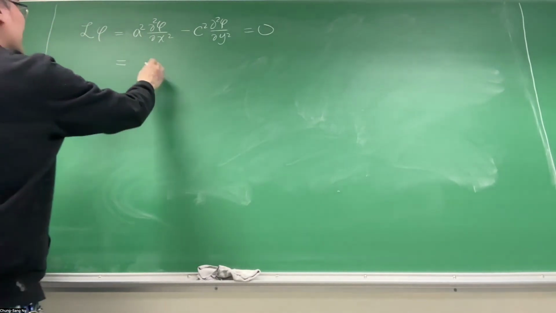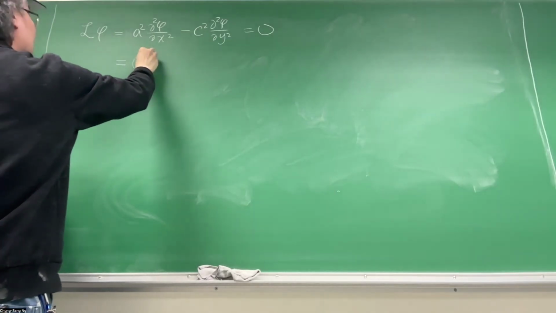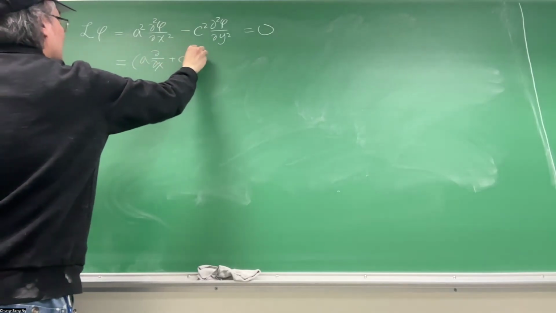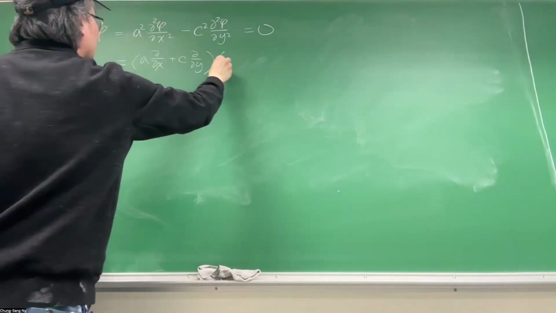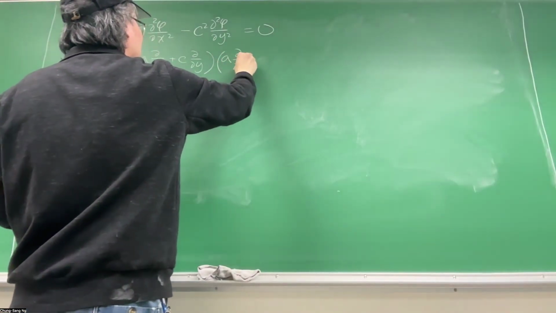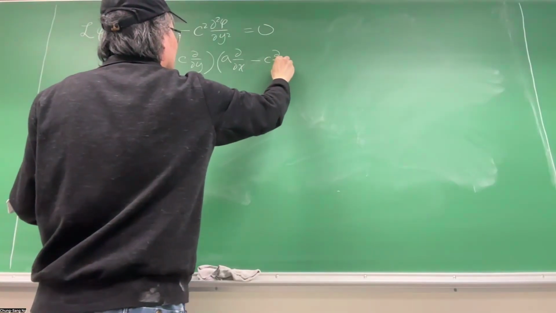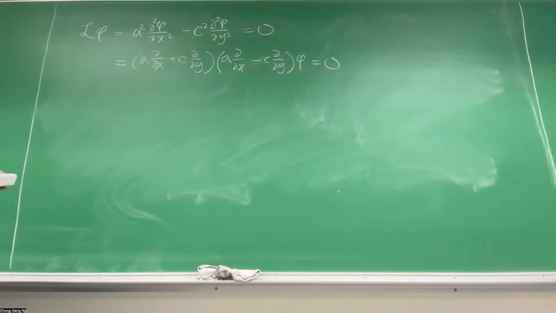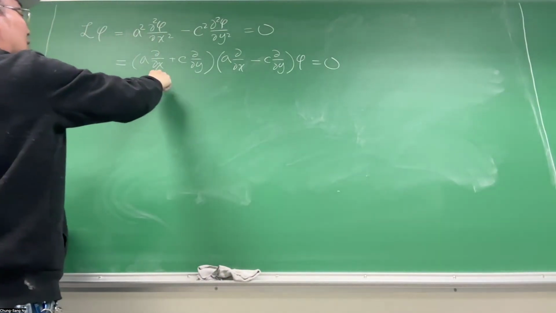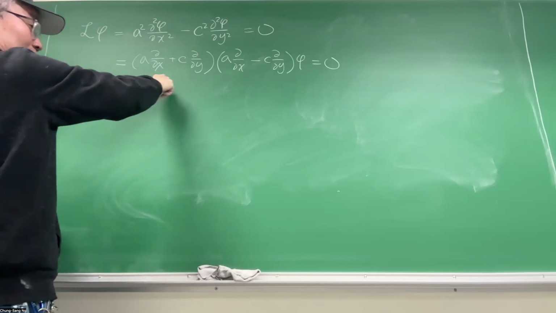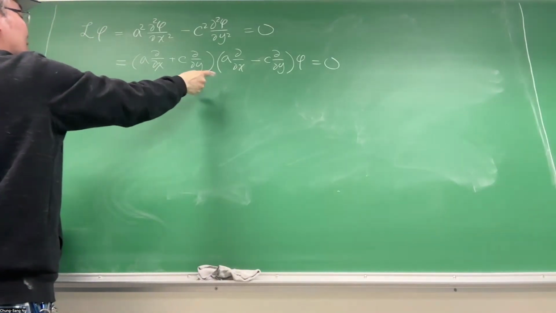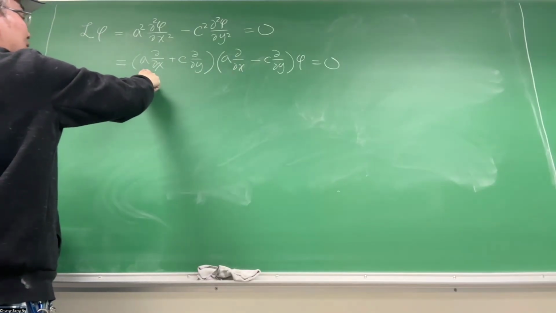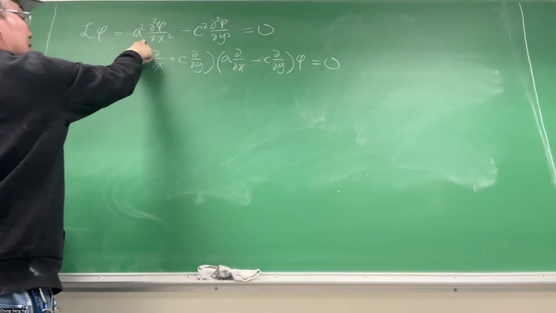So that becomes a partial x plus c partial y, and then a partial x minus c partial y, operating on phi. Right. Then it's quite straightforward. It's like your algebra, but using differential operators. But you can check that, like what we did for algebra. Just multiply it together. So this times that will give you this one, right?